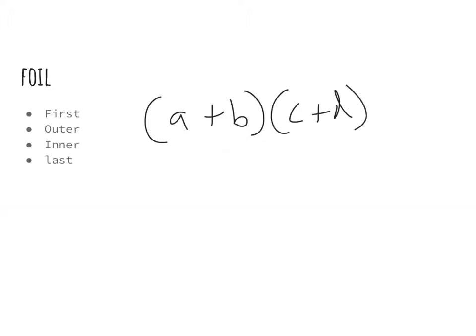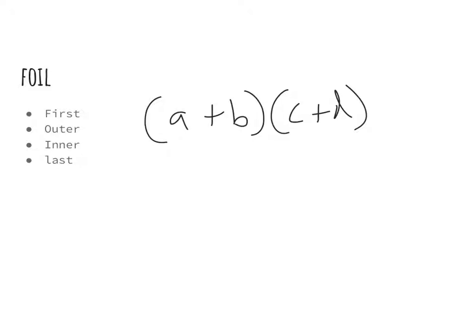Welcome to lesson 02. Today we're going to be talking about foiling. When we FOIL, we're going to be multiplying two binomials together, which means we're multiplying two equations that have two terms each in them.